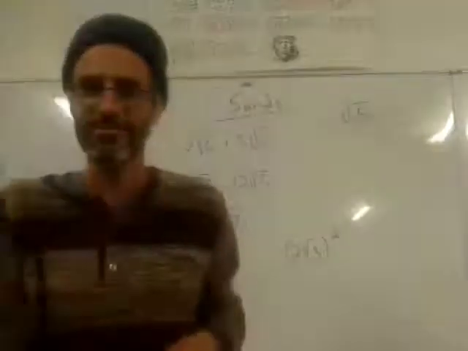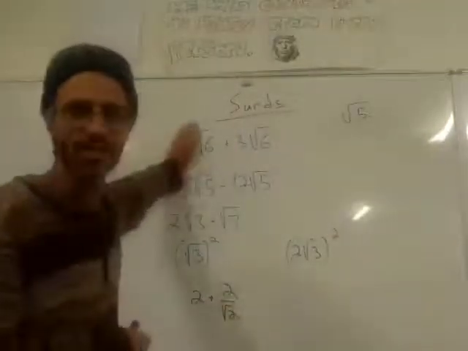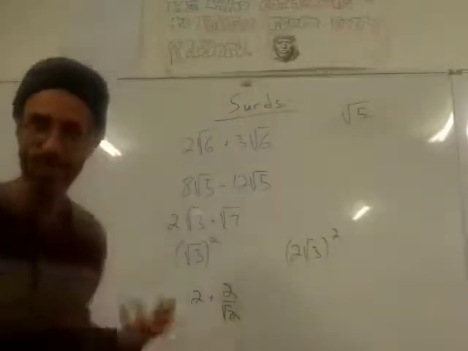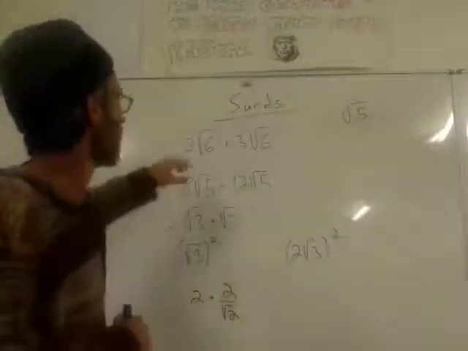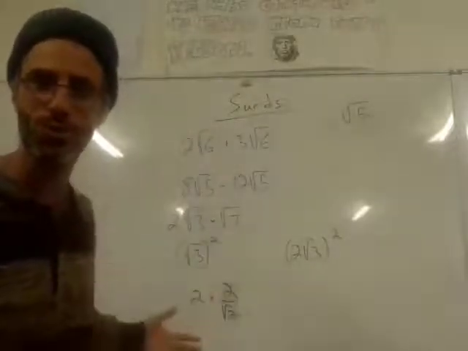But we can dress that surd in many ways. So instead of square root 6, I can have 2 times square root 6. Can you see that? That's still a surd. Now, what we're going to do is learn how to solve these little surd expressions.